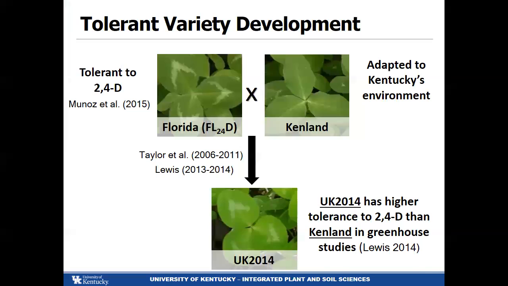It was a population by then, and it has a tolerance trait. And Kenland is an elite line, also developed by Taylor here in Kentucky, that has winter hardiness and all the characteristics that are interesting to us. In greenhouse experiments, we have demonstrated that UK 2014 has enhanced tolerance to 2,4-D compared to Kenland.